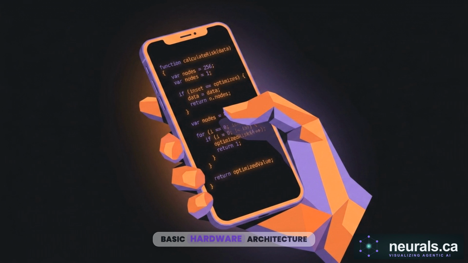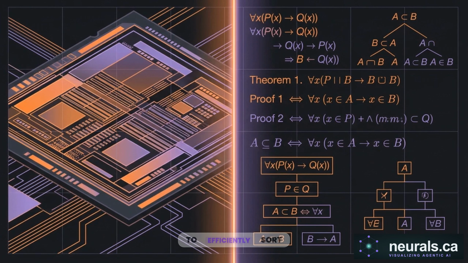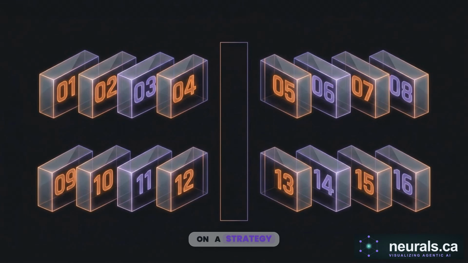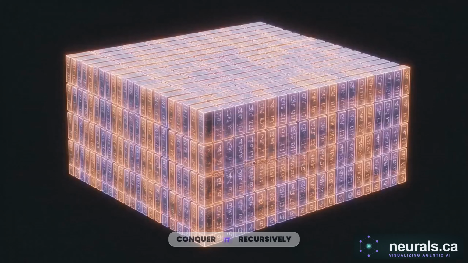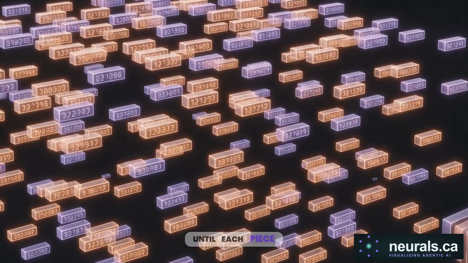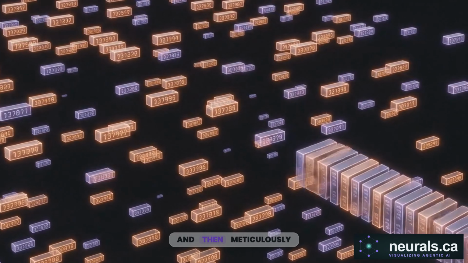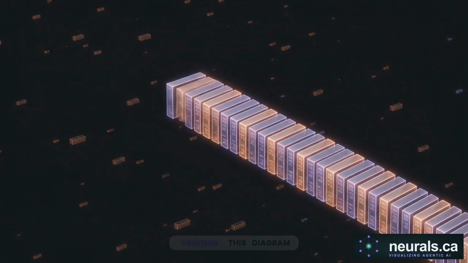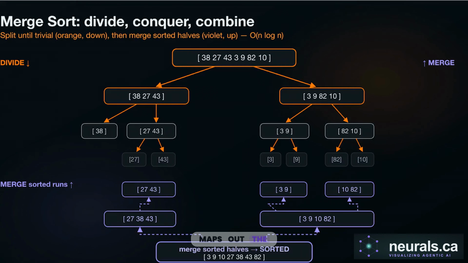The basic hardware architecture of the device you are watching this on, and the logic required to efficiently sort its data, were drawn up by the exact same person at the exact same time. Merge sort relies on a strategy called divide and conquer. It recursively splits an unsorted list into halves until each piece is completely isolated, and then meticulously stitches them back together. This diagram maps out the split phase.